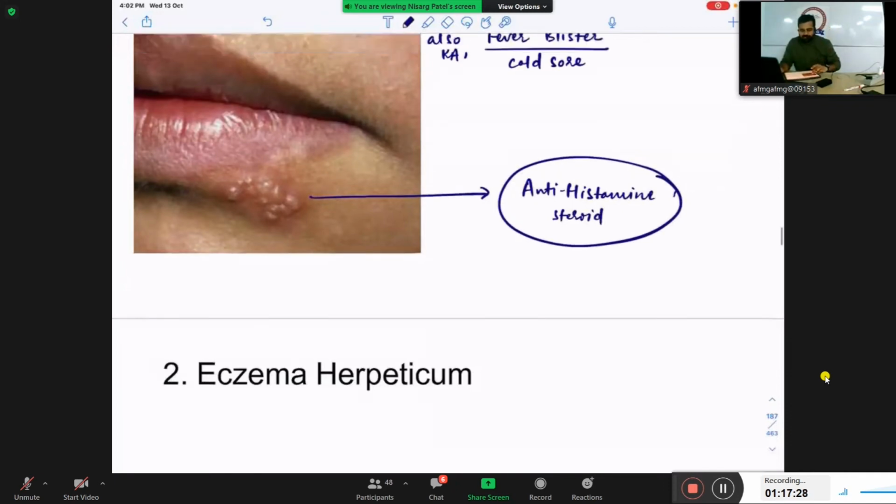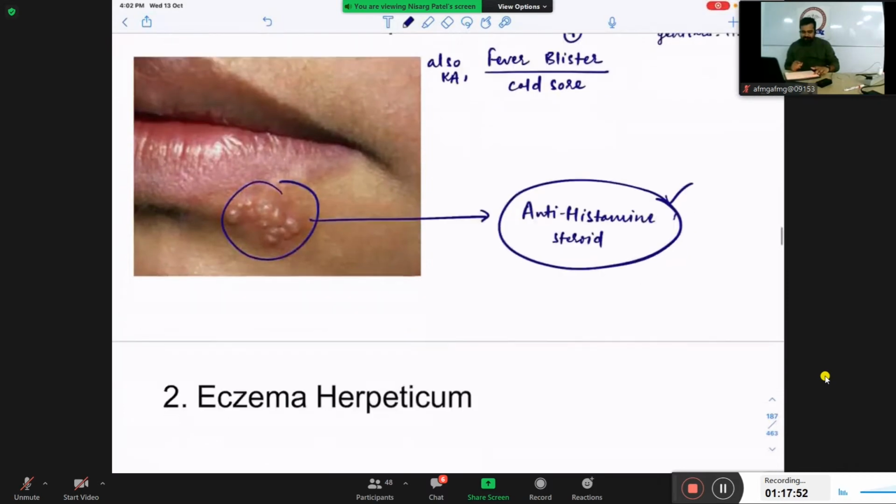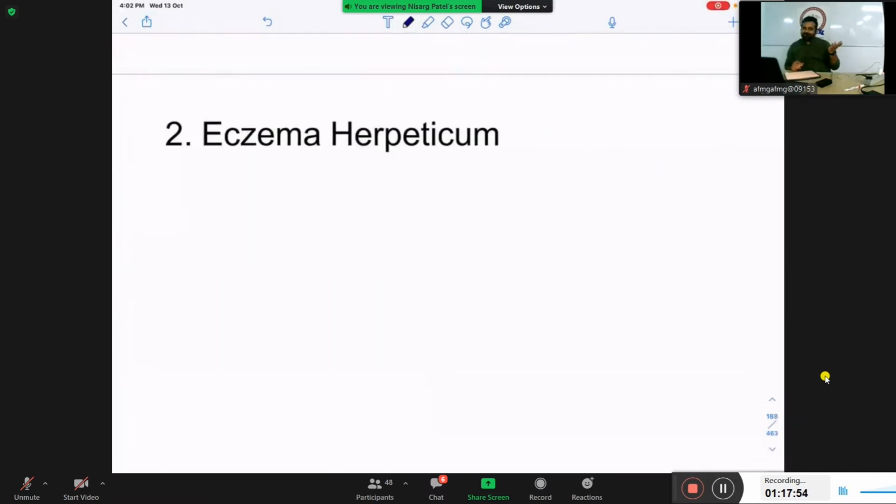So if this person is on these two medicines and develops oral labial herpes, now what will happen? This area will expand. The reason is there is no check because my immunity is low. So it will infect all my face. It is commonly seen in children who are suffering from atopic dermatitis. This condition is known as eczema herpeticum. Eczema means atopic dermatitis. Herpeticum means extensive herpetic lesion. So write down eczema herpeticum.